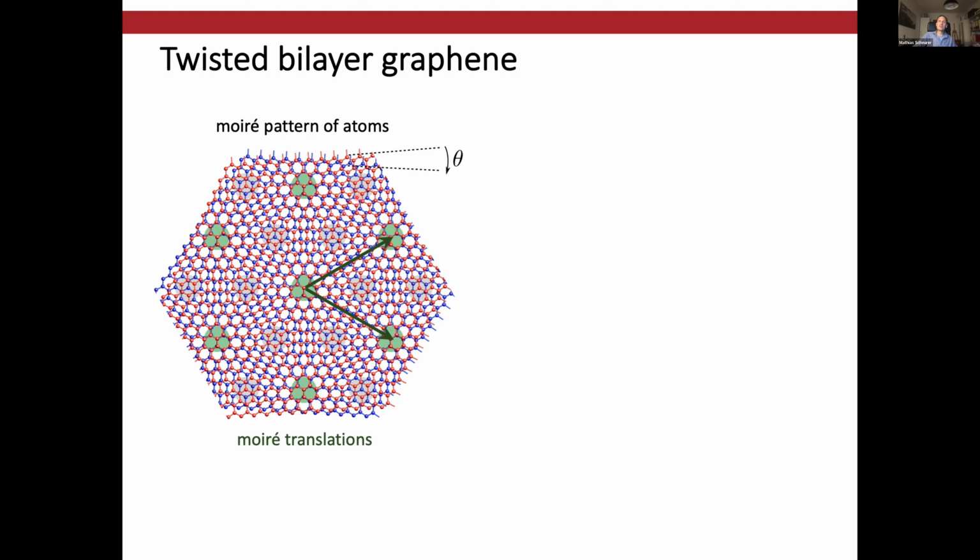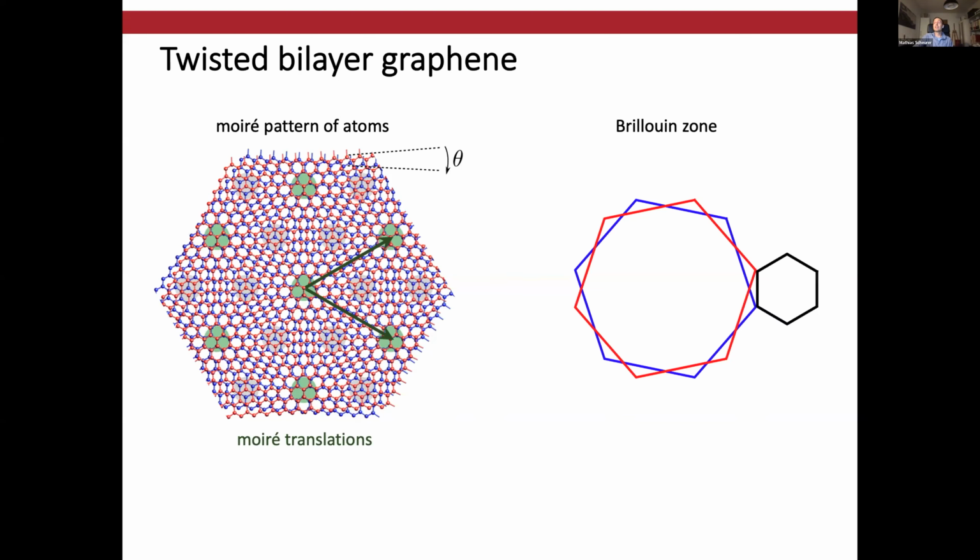Now, to understand the band structure, let's first note that if you rotate something in real space, it also rotates in momentum space. Let's indicate here in red, say, the Brillouin zone of the red graphene layer, and in blue, the one of the blue layer. And if you work out the details, you can convince yourself that the moire Brillouin zone is related to those two in this way.